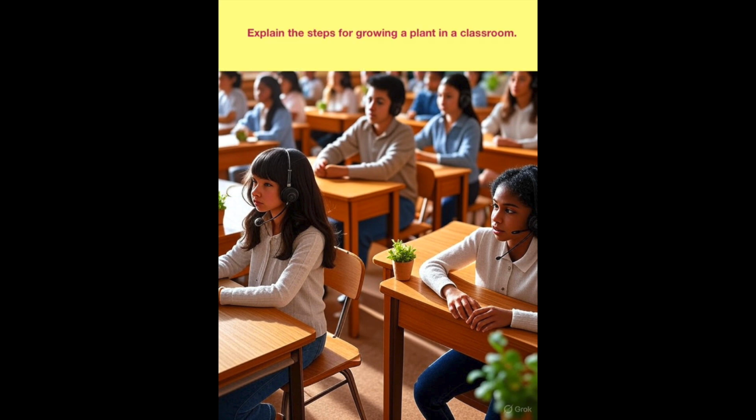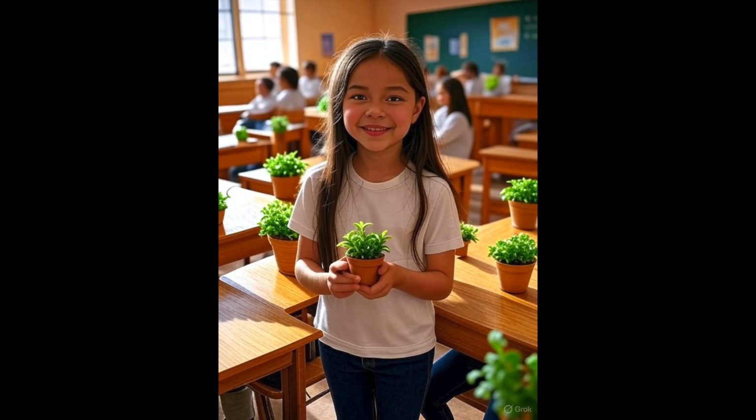Maya, explain the steps for growing a plant in a classroom. To grow a plant in a classroom, you need to follow a few simple steps. First, choose a small pot with drainage holes and fill it with potting soil. Next, plant a seed, like a bean or pea, about an inch deep in the soil and cover it lightly.